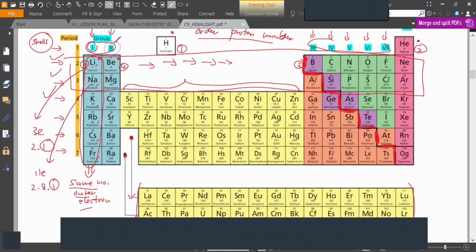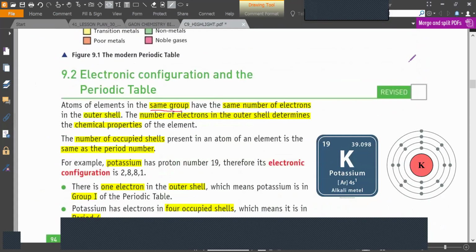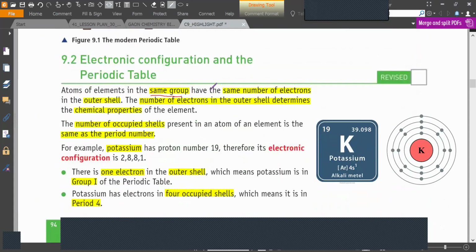Group 2, like this one, they all have 2 outer electrons. And then this one, they all have 3 outer electrons, then 4 outer electrons, 5, 6, 7, and so on. Because they have the same number of outer electrons, they are put in the same groups.